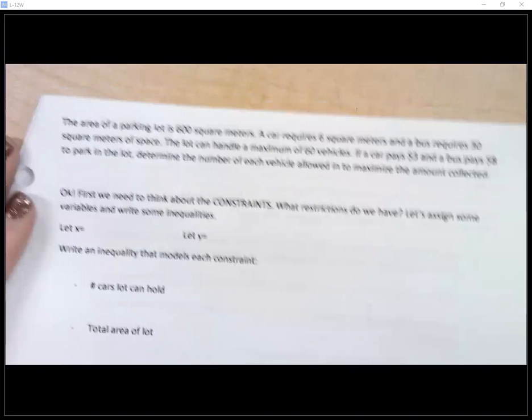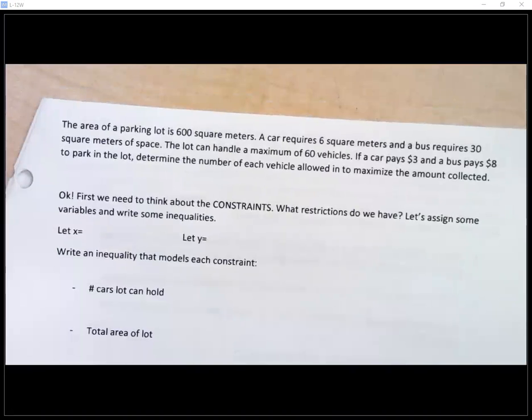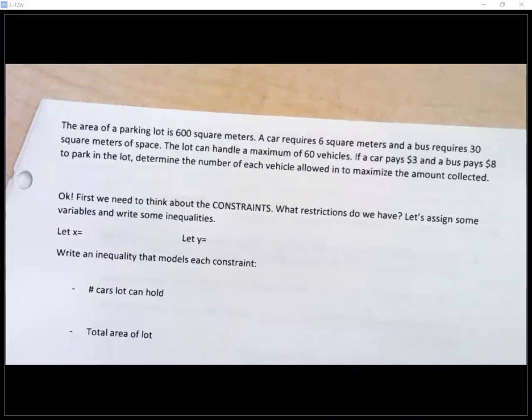All right, it says, the area of a parking lot is 600 square meters. A car requires 6 square meters and a bus requires 30 square meters of space. The lot can handle a maximum of 60 vehicles. If a car pays $3 and a bus pays $8 to park in the lot, determine the number of each vehicle allowed in to maximize the amount collected.